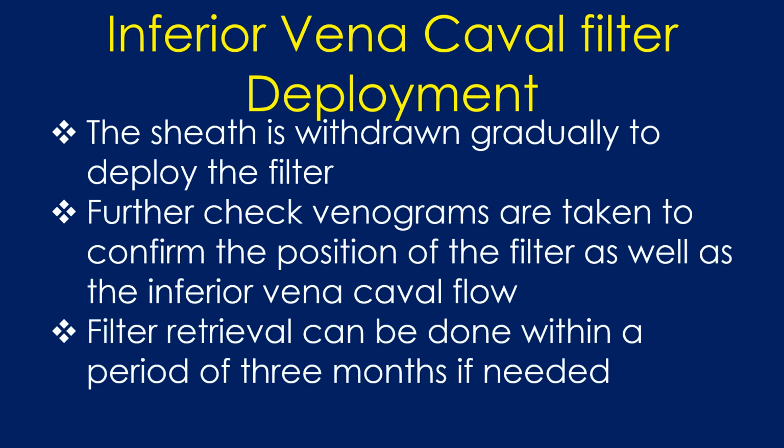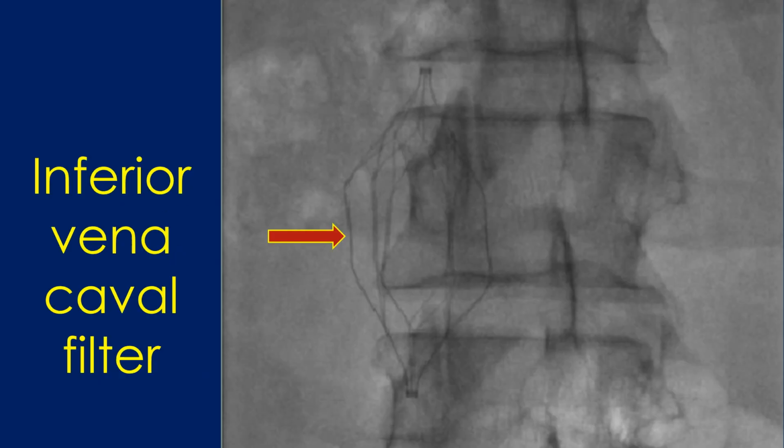The sheath is withdrawn gradually to deploy the filter. Further check venograms are taken to confirm the position of the filter as well as the inferior vena caval flow. Filter retrieval can be done within a period of 3 months if needed. Fluoro image after deployment of an inferior vena caval filter.